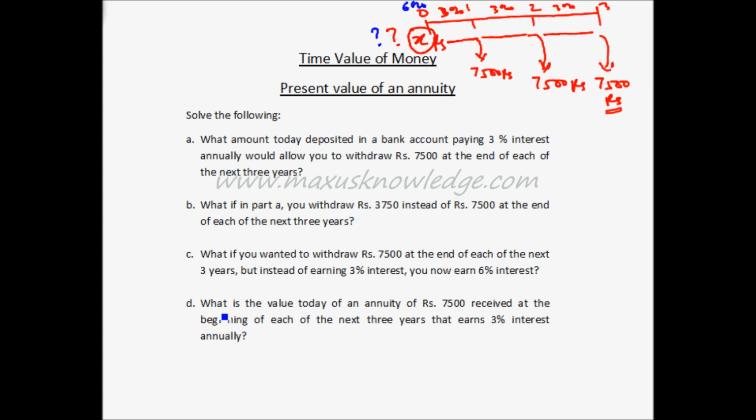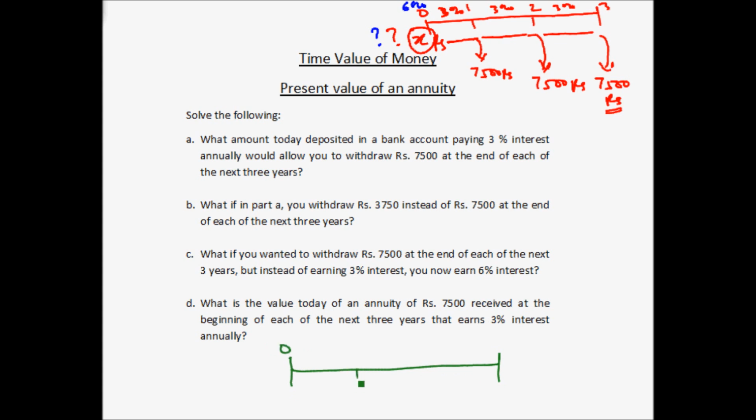And part D says, what is the value today of an annuity of rupees 7500 received at the beginning of each of the next 3 years that earns 3% interest annually. So here we deposited an amount of X rupees at the beginning of the tenure, and we wanted to withdraw 7500 rupees at the end of each of the 3 years. Now what if we want to withdraw 7500 rupees at the beginning of each of the 3 years? So let's see on the time scale what this means.